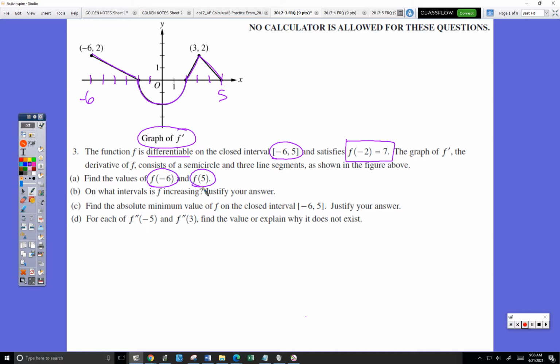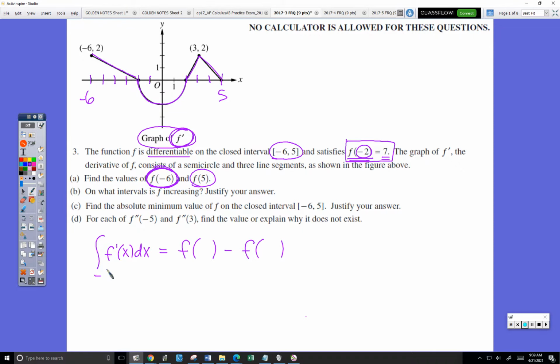Well, one thing at a time. Because I have f prime and I'm trying to find f, that's the fundamental theorem. So if I integrate f prime, that will give me the difference in two f values. I want to involve an x-coordinate of negative 2 because we know the value of f when x is negative 2. I'm trying to find the value of f when x is negative 6.